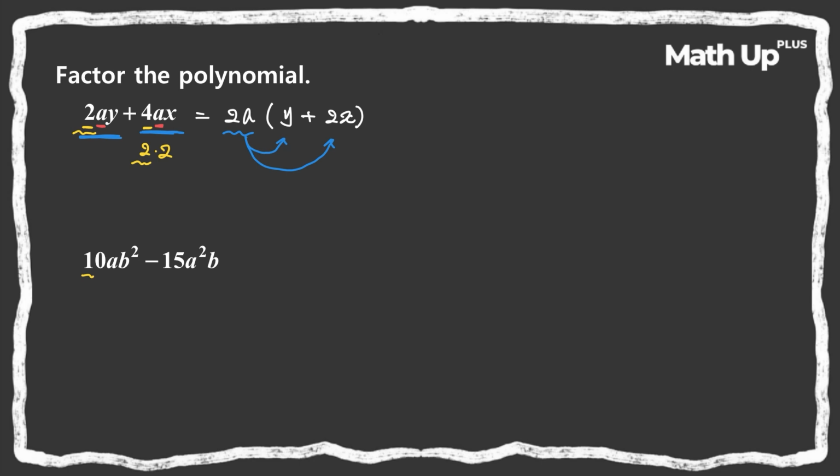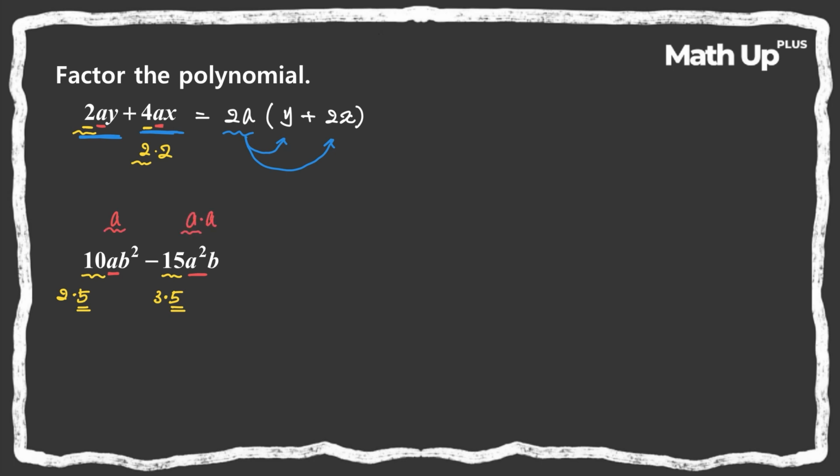We have 10 here. 10 is 2 times 5. 15 here, that's 3 times 5, right? So 5 is our common factor. We have a here. We have a squared here. So a squared is a times a, right? So a is our common factor.